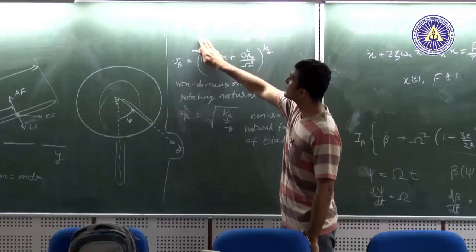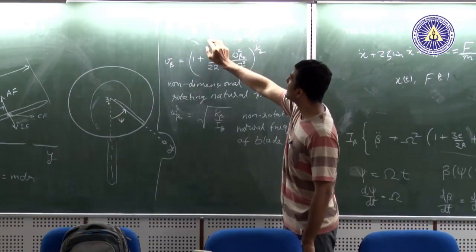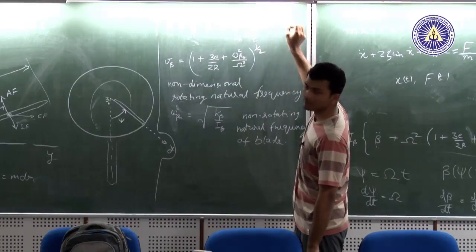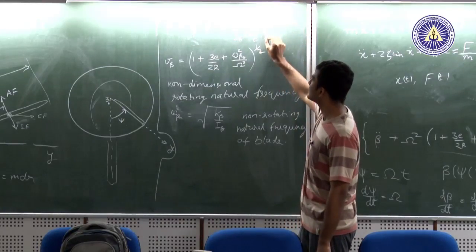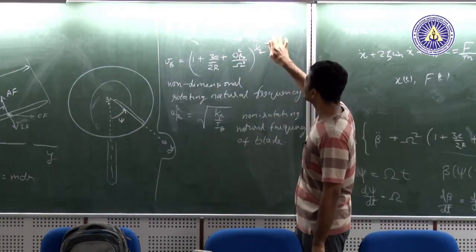Of course, you may be wondering where the damping in the system is. The damping in the system lies within this fz. So fz is also a function of beta dash. It is there inside this.